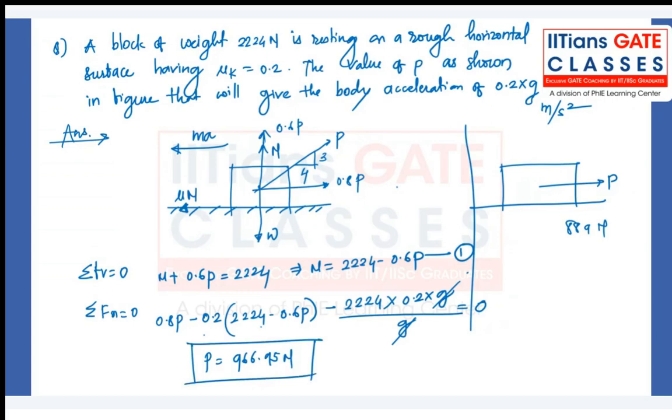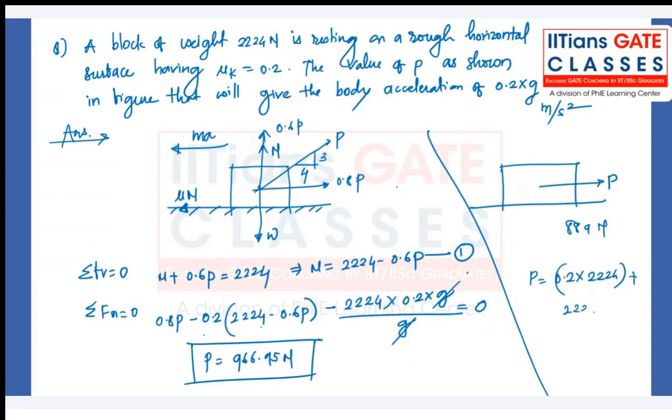And in the second example, if they ask this kind of question, it's very simple. Here P will be equal to the frictional force, that is mu times N, so 0.2 times 2224, plus the mass times acceleration, that is 2224 into 0.2 into g divided by g. G will get cancelled, so 2224 into 0.2 into 2. That's all, and that is 889.6.